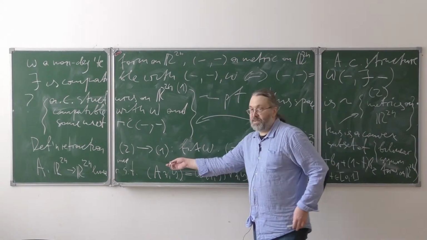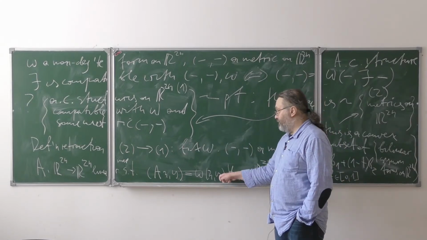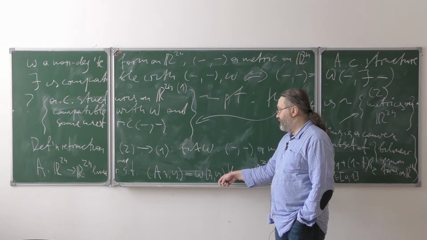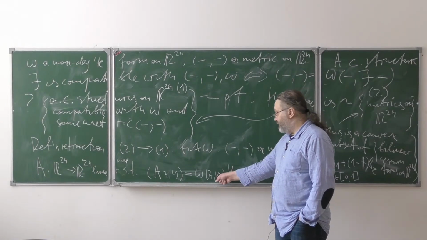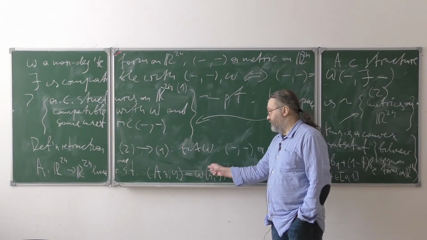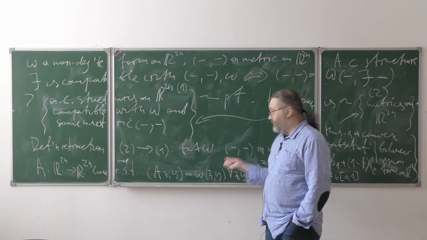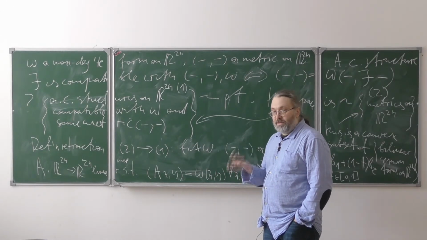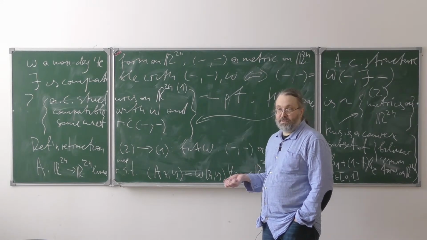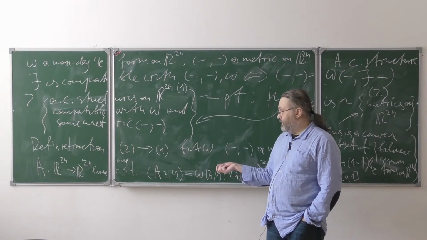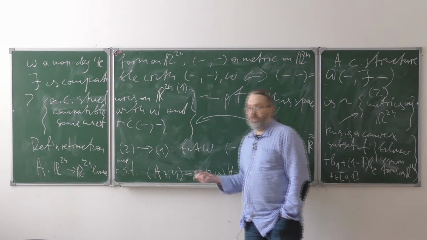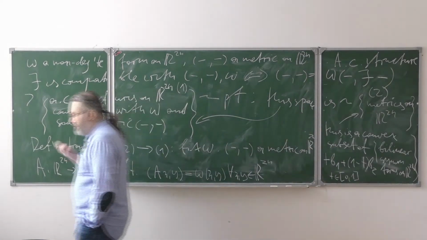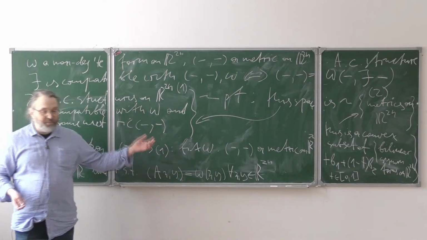Why does such a linear map exist? Well, if I fix one of the variables, let's say x, and look at the right hand side, I get a linear function of y. But every linear function of y is given by taking the scalar product with some element of R^2n. I call this element A of x. And then one can check that the resulting map is well defined and linear.